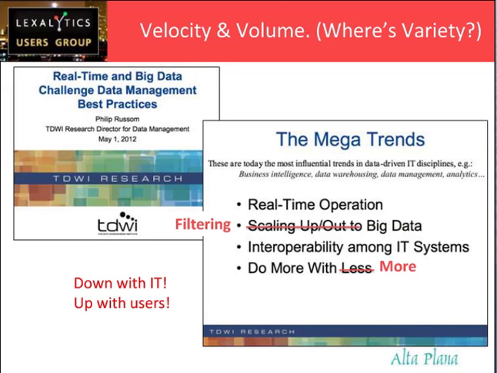Philip talks about interoperability among IT systems, but what we're really interested in is not dealing with IT. This is my little addition here, down with IT, up with users. We don't need these gatekeepers, and that goes back to the cloud reference that I had earlier, the as-a-service reference, the use of web APIs. We don't need these gatekeepers, and we don't want just interoperability among systems. We want the ability to fuse, to link data from those systems.